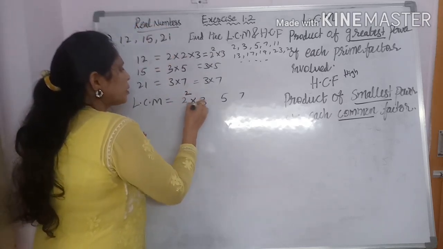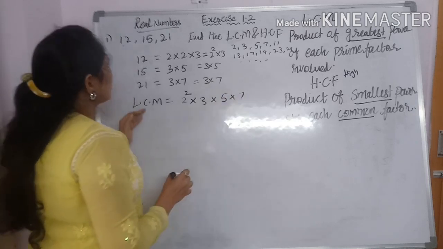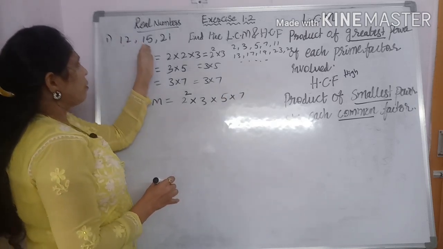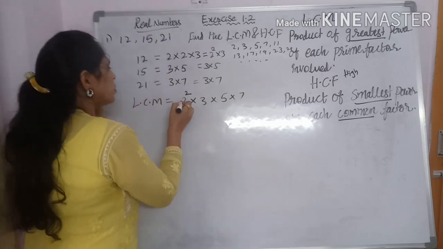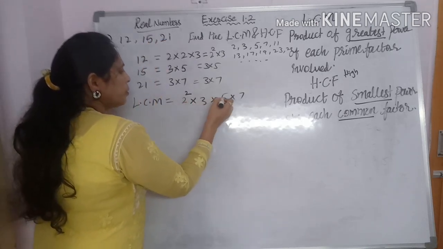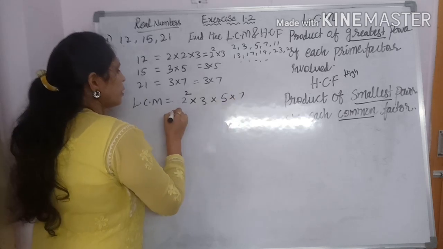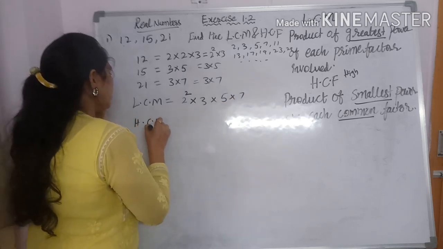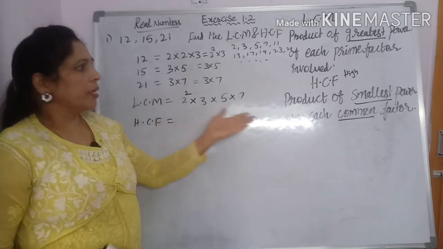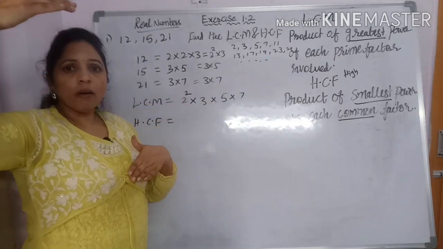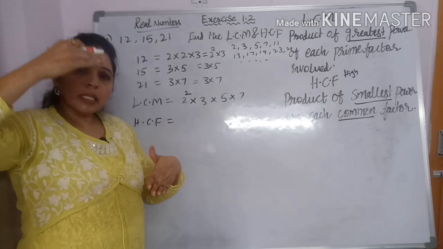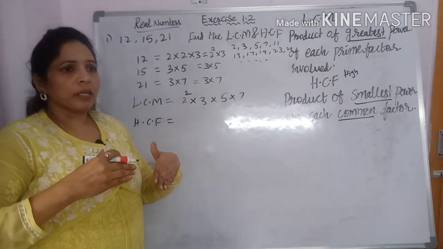So we can express it: the LCM of 12, 15, 21 is 2 square into 3 into 5 into 7. You can multiply and write the answer. Then how to find out HCF? What is our condition? For highest common factor, we take the lowest common factor.